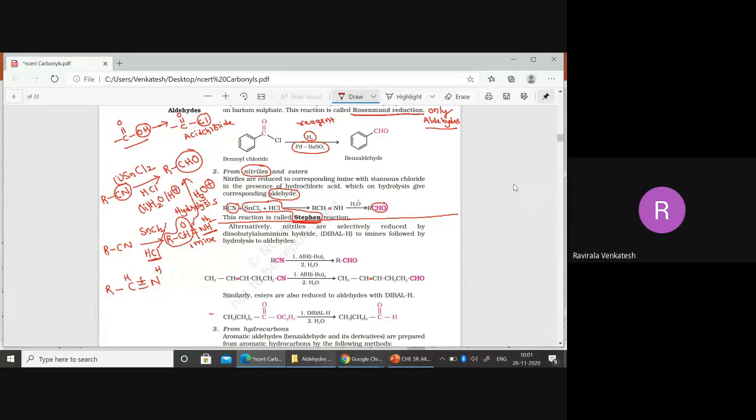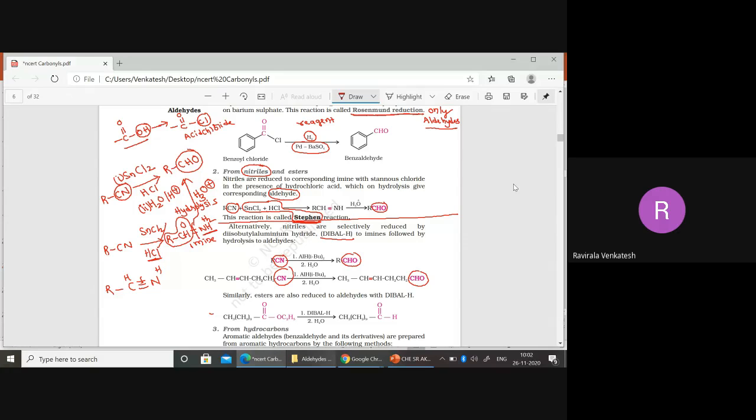Stephen reaction? No. Now let me see the remaining reactions in which we are going to get the same type of products. That is not the Stephen reaction, but you are getting the same type of products with the same reactant. Same reactant, same product here, but different reagent. They are called DIBAL. DIBAL is nothing but what?